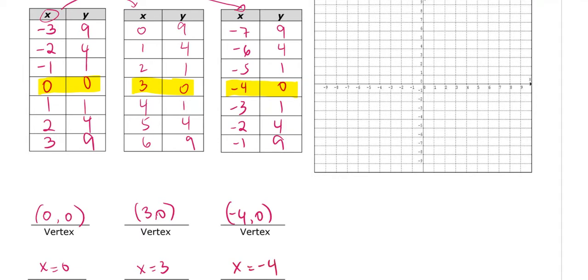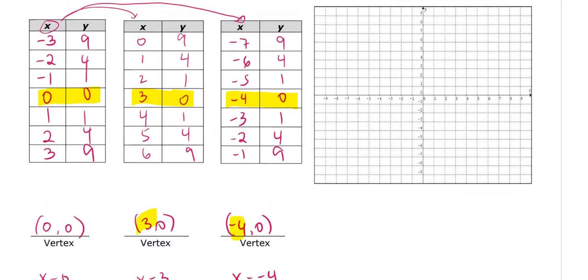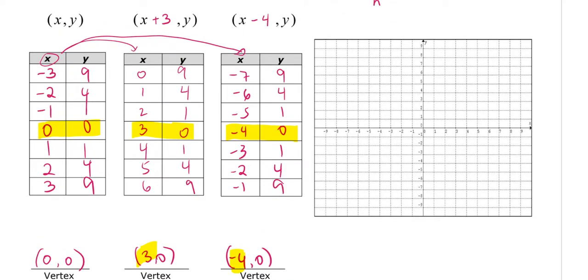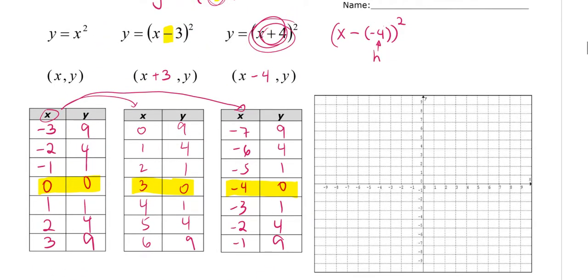So what do you notice about the x-coordinate of the vertex? Well, the x-coordinate of the vertex matches the h value that we see in the equation, the 3 and the negative 4. So here we have an h of 3, and here we have an h of negative 4. Okay. Remember, the minus sign does not count.